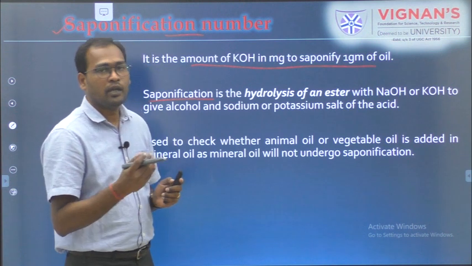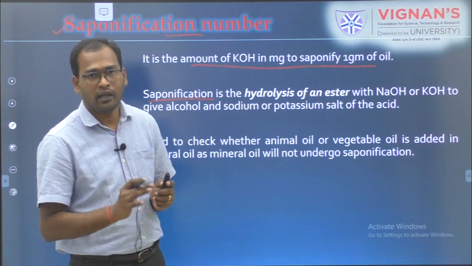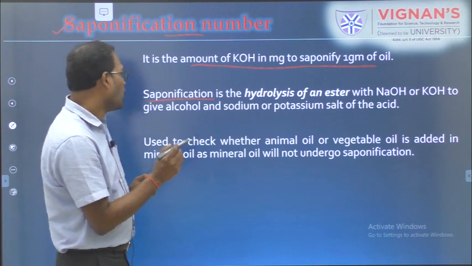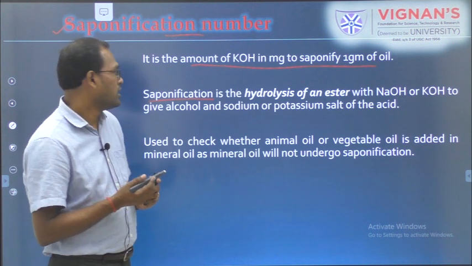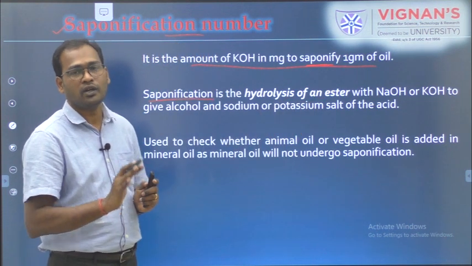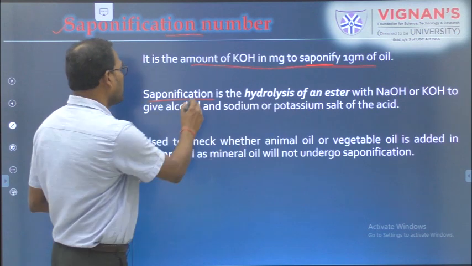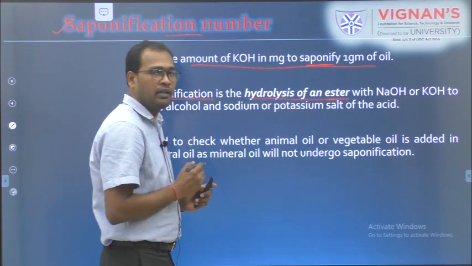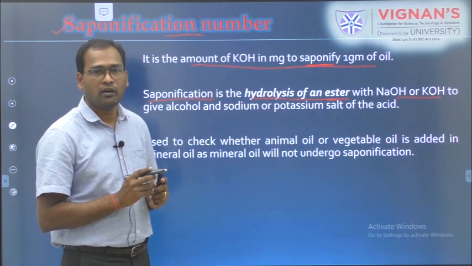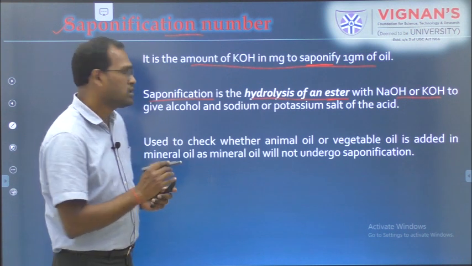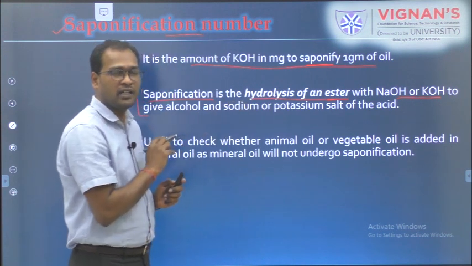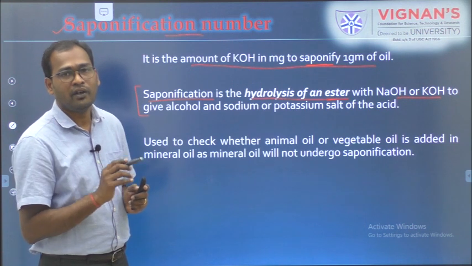It is the amount of KOH required to saponify an oil at a fixed weight, but the difference is that it gives you the overall acid content present in the system. Saponification means hydrolysis in presence of alkali. So saponification is hydrolysis of an ester in presence of alkali to give the respective alcohol and salt of fatty acid. This is the definition of saponification: hydrolysis of esters in presence of alkali to give alcohol and salt of free acid, right.